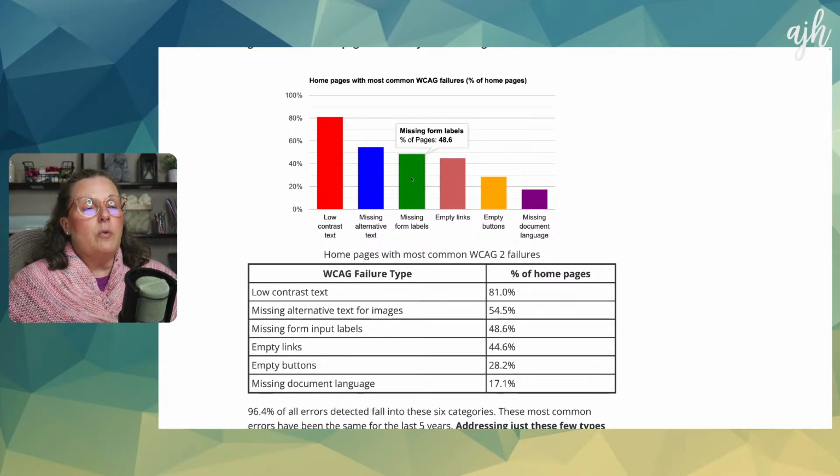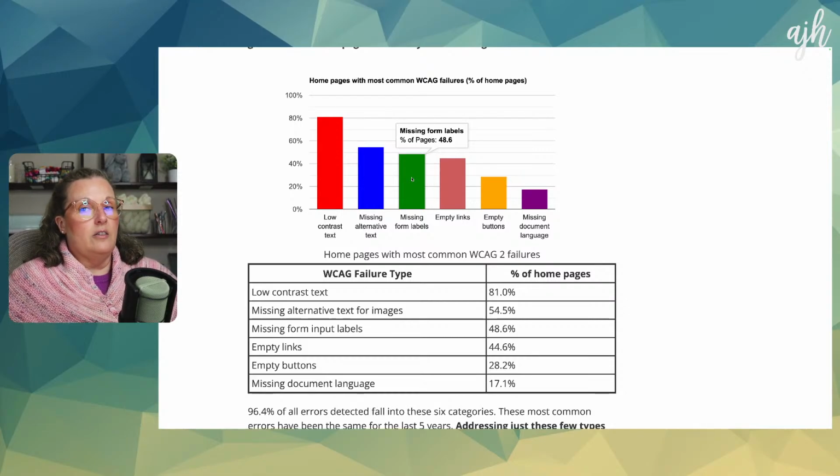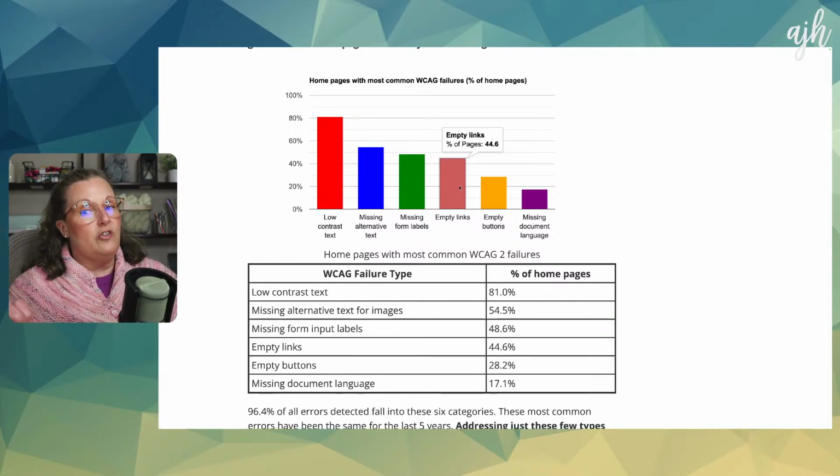And I run into this on a very regular basis. I'm moving forms from maybe an old content management system to a new content management system, and the old forms that I'm moving don't have labels. It happens all the time. Empty links and empty buttons. And these are the two where I feel like it's very common to have links and buttons that are like an SVG, and so I could see where it would be easy to leave out the text.